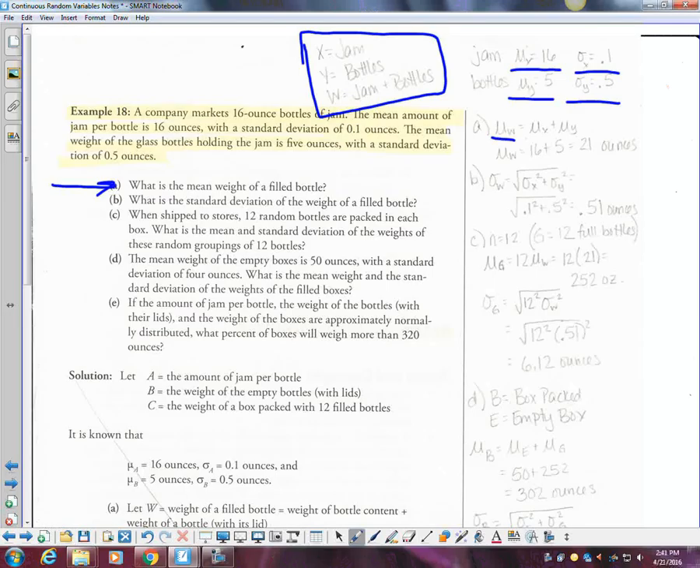Well, mu sub W is going to equal what? Mu sub X plus mu sub Y. So I'm going to write that out because I'm writing my formula. You guys getting all this? Okay. Then I'm going to plug in my numbers. So mu sub W equals 16 plus 5, 21. Slap the word ounces on it. Make it make sense.